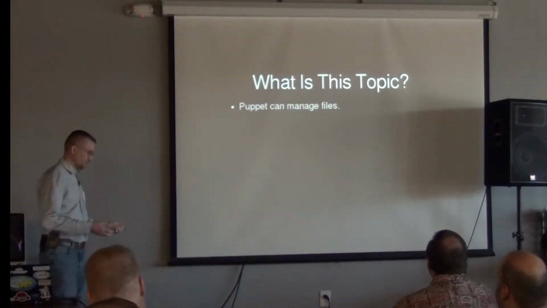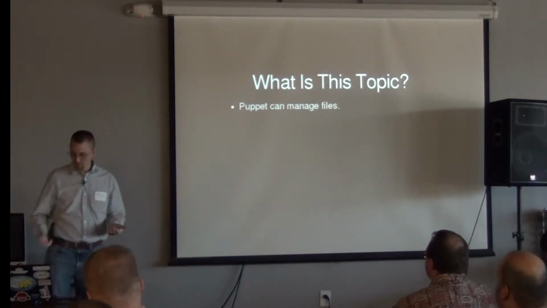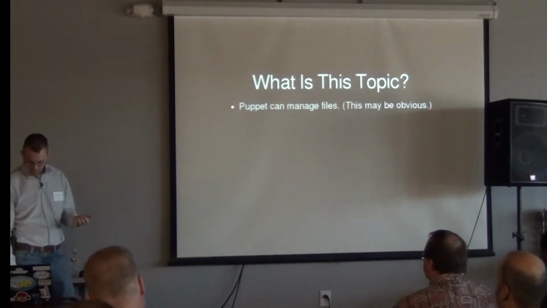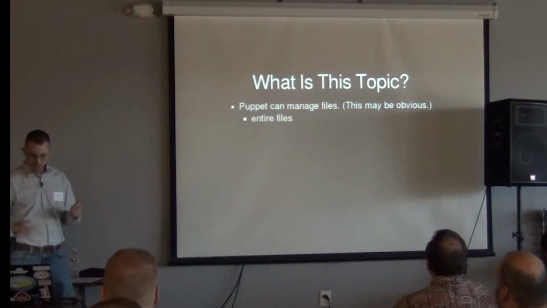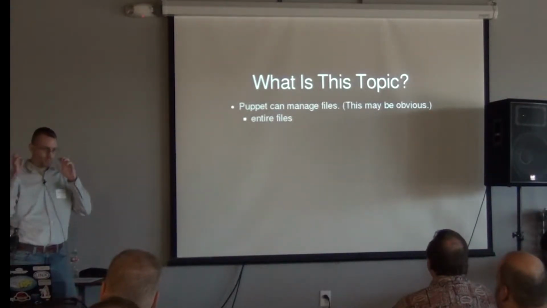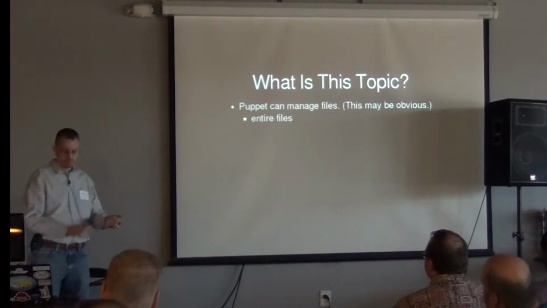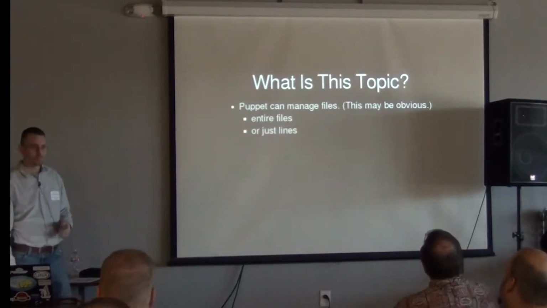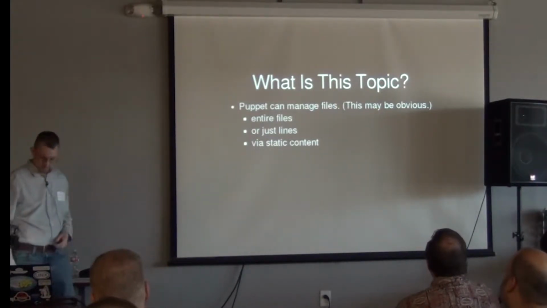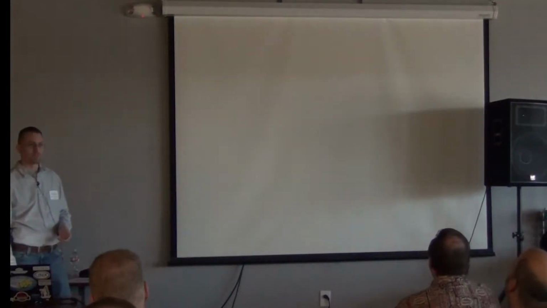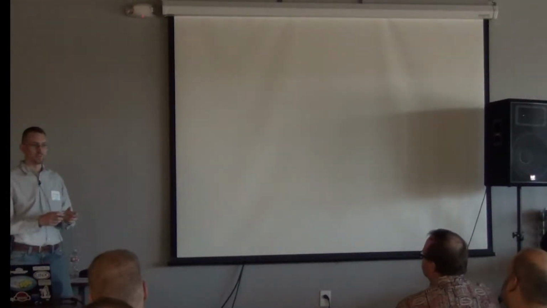So what I'm going to go into is that, well, of course, Puppet can manage files. This may be obvious for some of you that have used Puppet before, but you can do both entire files. You just write out an entire config file that you want onto the file system. You can do just the lines inside that file. You can use static content, so just pick up this file, drop it in place. Or you can use templates to write out that file, put variables in there, dynamically create content, etc.